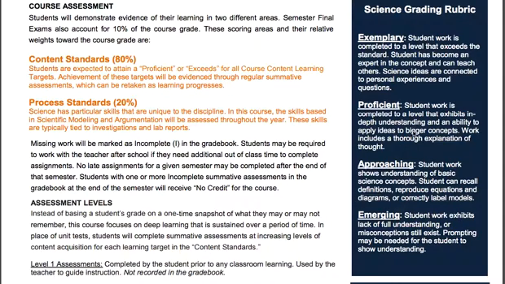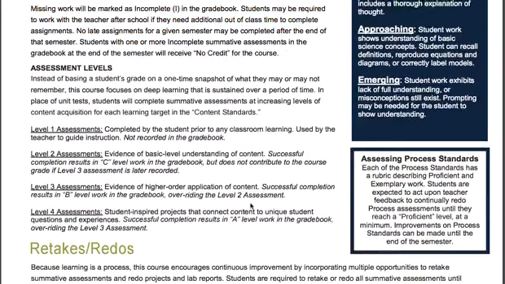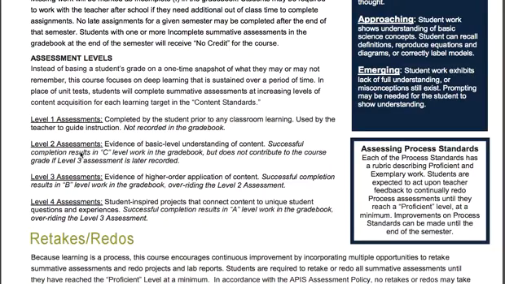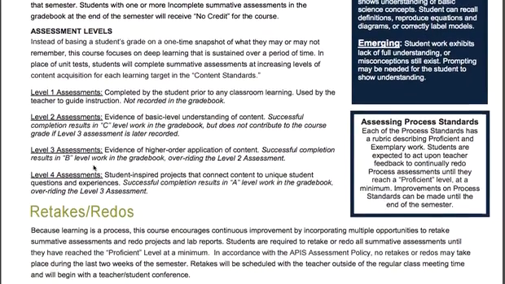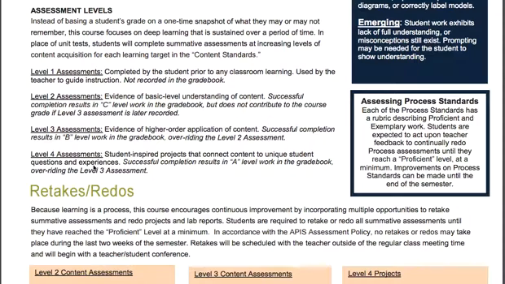In order to become proficient, though, again, remember, students have to have an in-depth understanding. So how will I see the difference between a student having an approaching understanding, a proficient understanding, and an exemplary understanding? Here are the ways that students are assessed now, and these assessment levels, to see what level of understanding they have. So for that level 1 or emerging understanding, this is just going to be those pre-assessments.